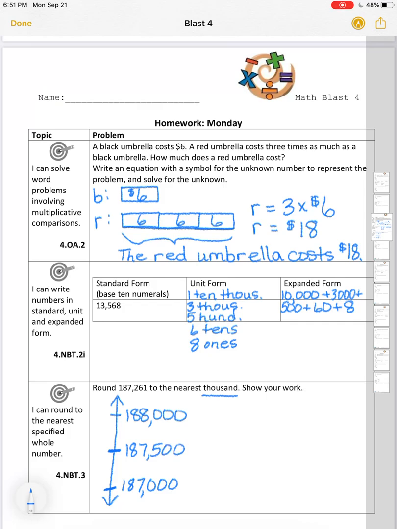187,500. Now I want to place my number on the number line. It's going to be about here. 187,261. Since my number is lying lower than the midpoint, it's going to round down. Anytime the number lies below the midpoint, it will round down. If it lies at or above the midpoint, it will round up. So we can say 187,261 is about 187,000.